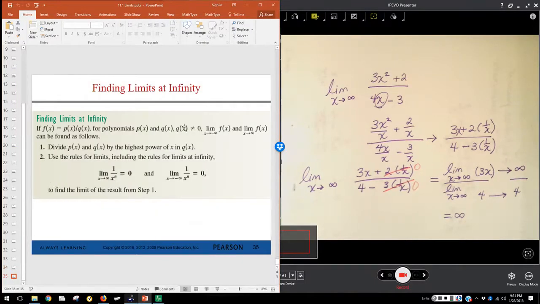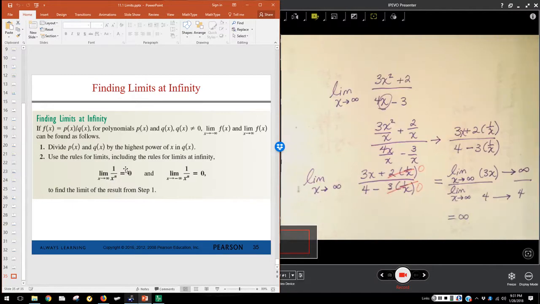So this is a summary of the process for finding limits at infinity. And that actually concludes our Chapter 11, Section 1 lesson. You should go ahead and do the homework for 11.1 at this point.